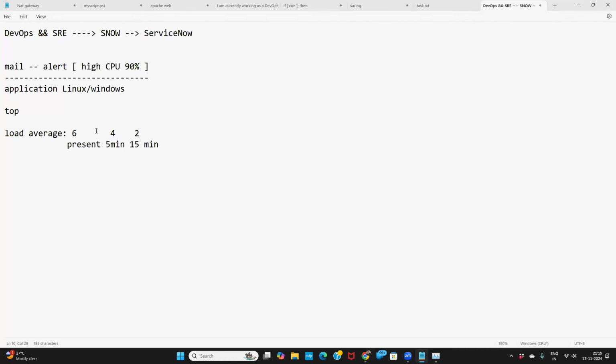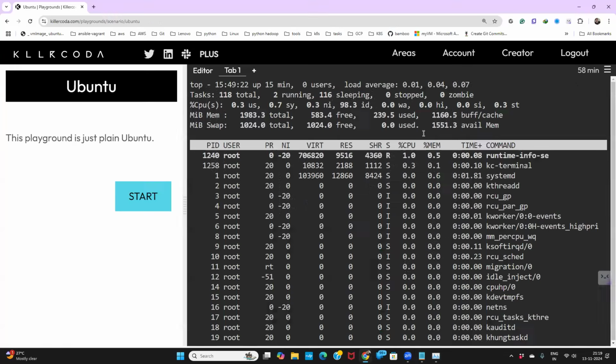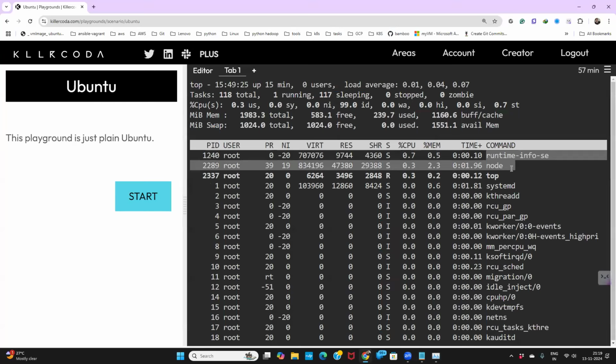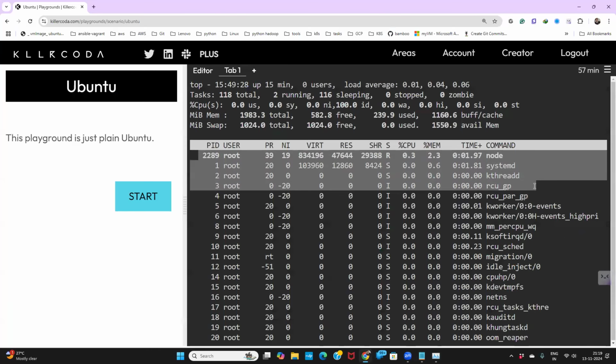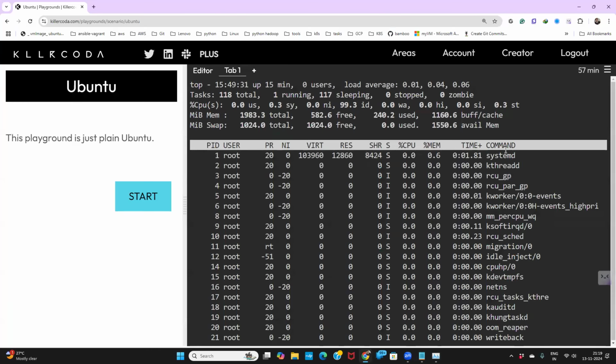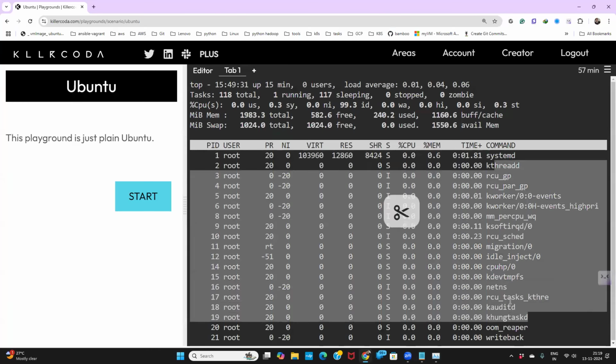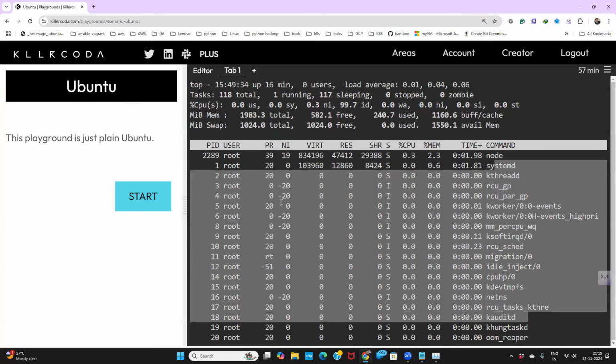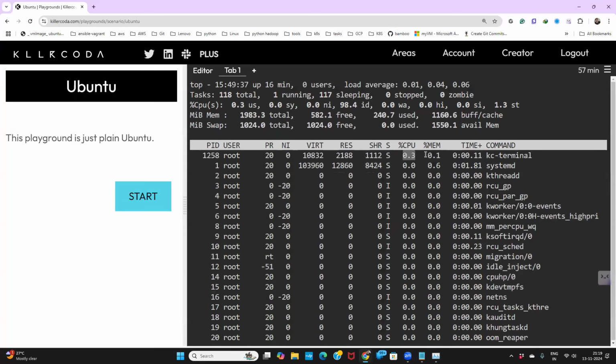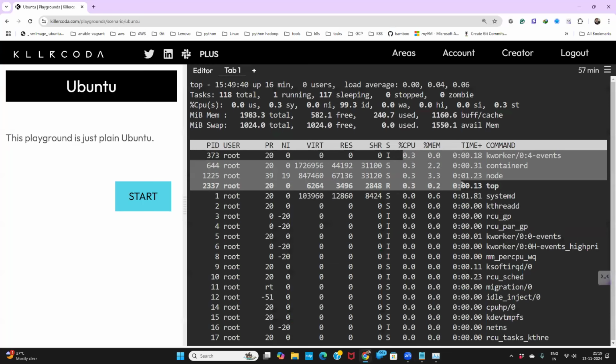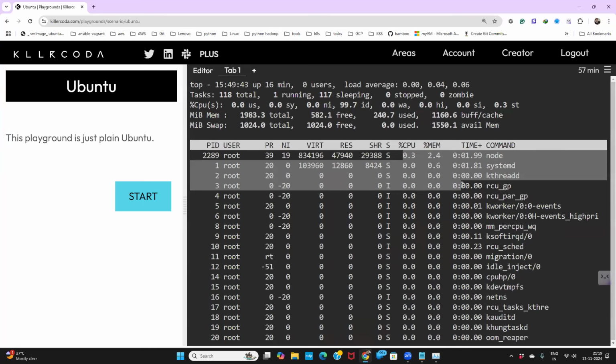So if you look at here, there are certain resources. These are all the different processes we call, which are running on my machine, which is consuming certain CPU resource, memory usage.